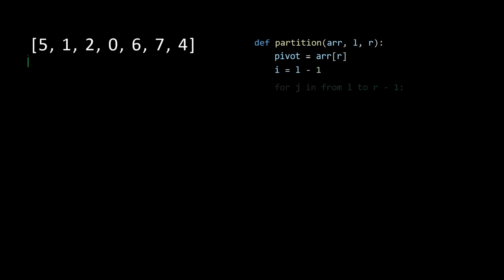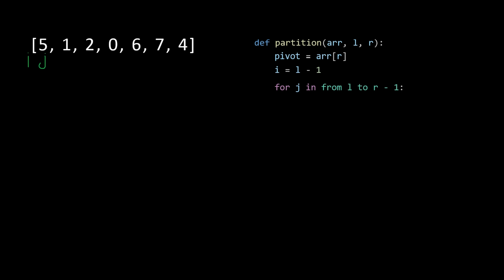Then we run a for loop, and J is going to be the pointer for that for loop, which is going to run from the start of the array till the pivot -1 or r-1. So it is going to loop through the entire array except the pivot. So by default I will be right here and J will be right here.